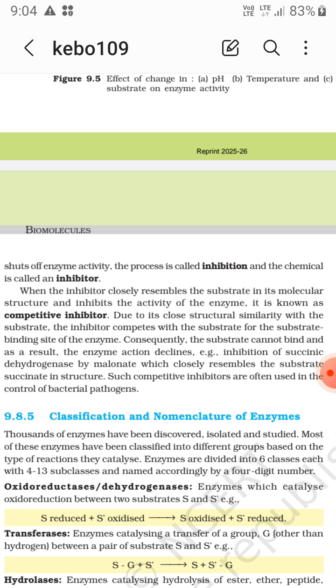Inhibition of succinic dehydrogenase, it is an enzyme, and the inhibitor is malonate, which closely resembles the substrate succinate, and the substrate is the succinate in the structure. Okay, so this is an example of a competitive inhibitor, when the inhibitor molecule closely resembles the structure of the substrate.